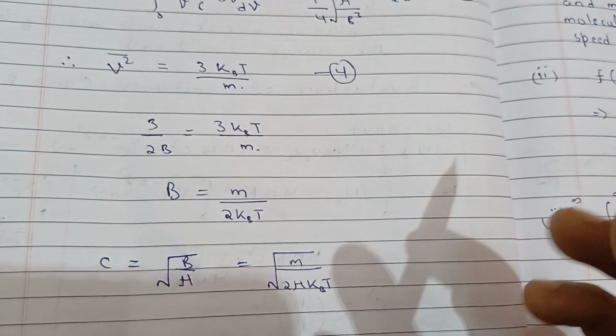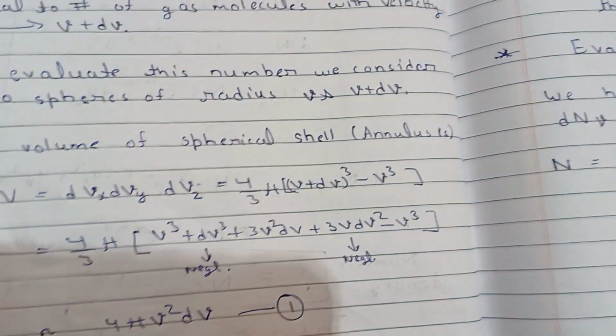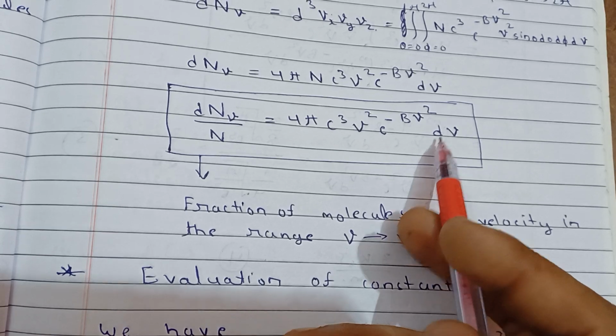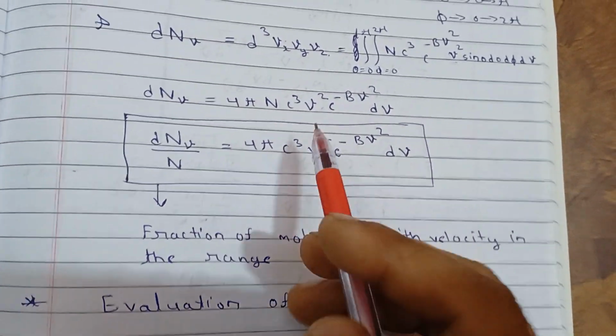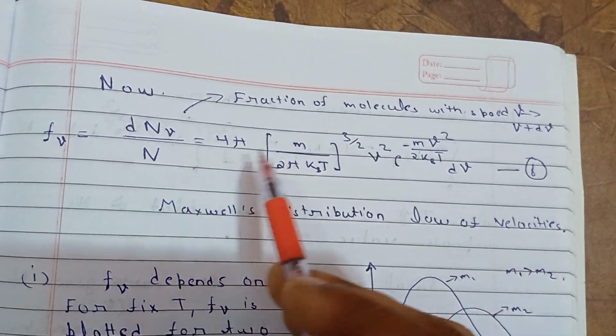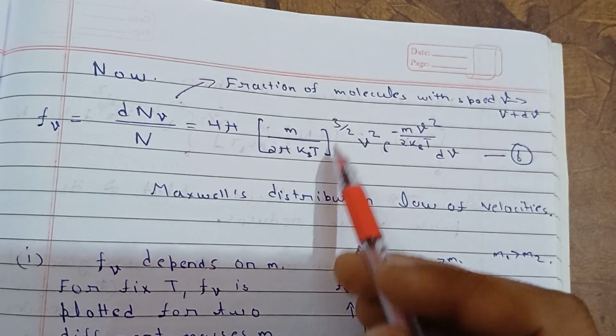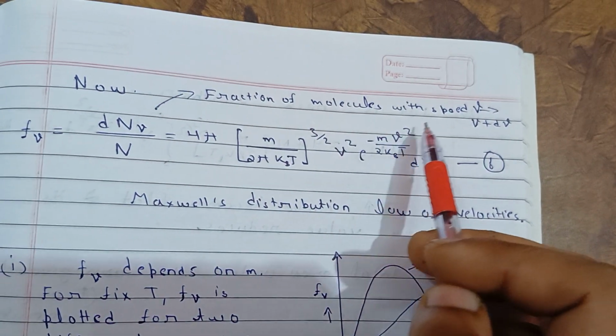So now you have everything you need. Just substitute the b and c values in this, and this is your total number of particle fraction, or the total number of particle density. You can know everything by substituting c and b. So this will be your equation now: dN/N equals 4π (m/2πkT)^(3/2) v² exp(−mv²/2kT) dv, the fraction of molecules with speed between v and v plus dv.